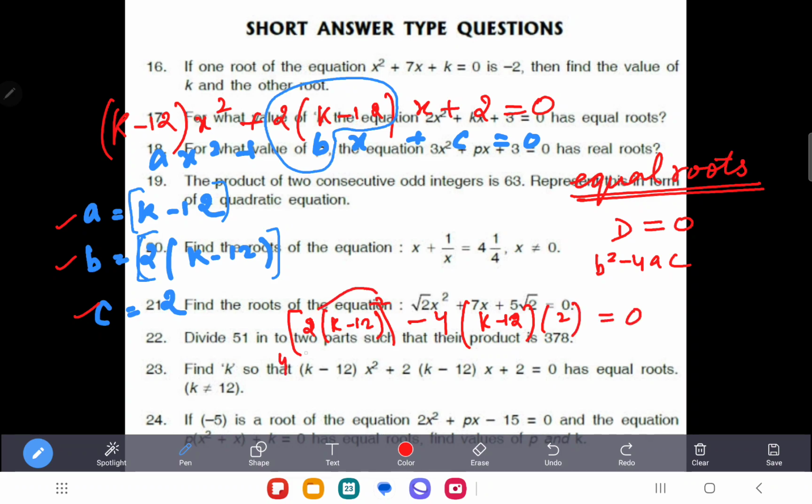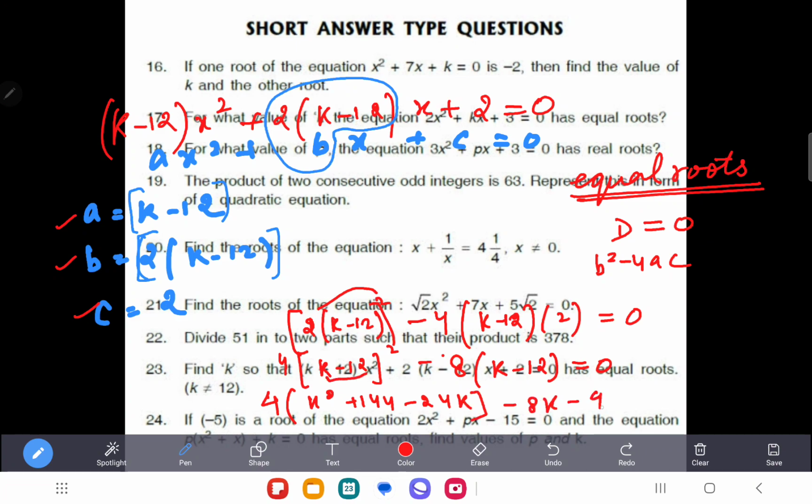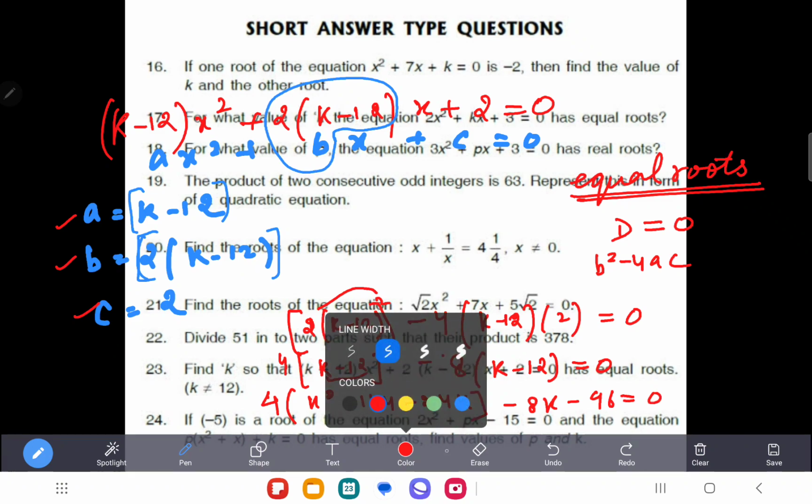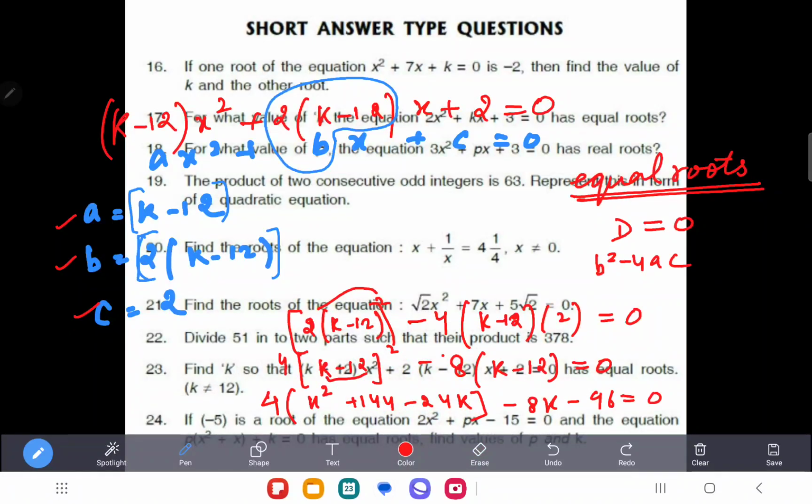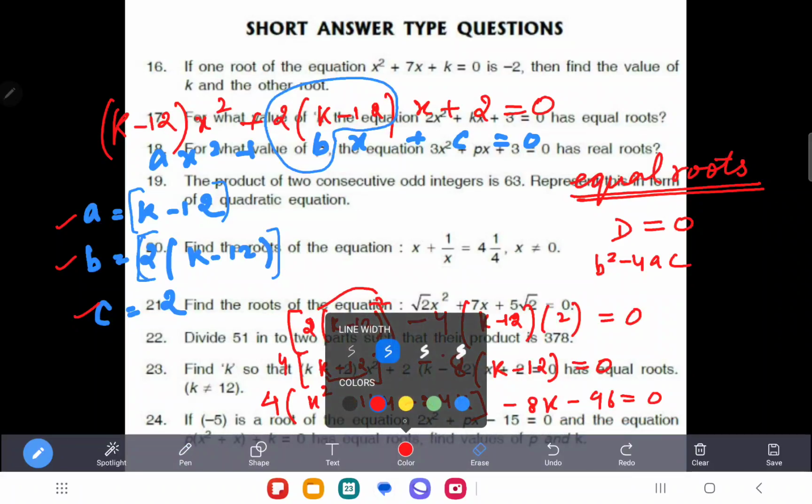So 2 squared shall be 4 into k minus 12 whole square, minus 4 times 2, 8 into k minus 12, equals to 0. So that would be what? 4 into k square plus 144 minus 24k, because of 2ab, minus 8k minus 96 is going to be 0. Do you understand the point? And here it is going to be what? Now multiply and solve the equation. So now again this is going to be a quadratic equation in k, which you will solve by the normal formula.